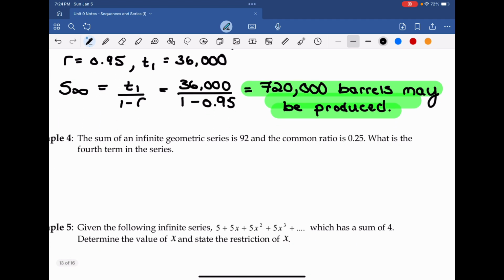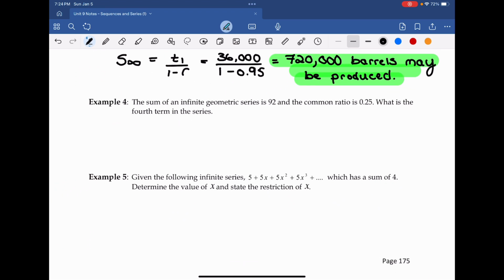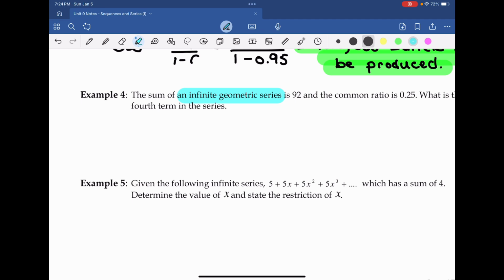All right, let's go to example 4. The sum of an infinite geometric series, again, just like we did in our previous lesson of 1.2 and 1.4, if they tell you the specific series or sequence it is, I would just recommend highlighting that. And they say, if we know that the sum of the infinite geometric series is 92 and the common ratio, or the r value, is 0.25, what is the fourth term in this series?